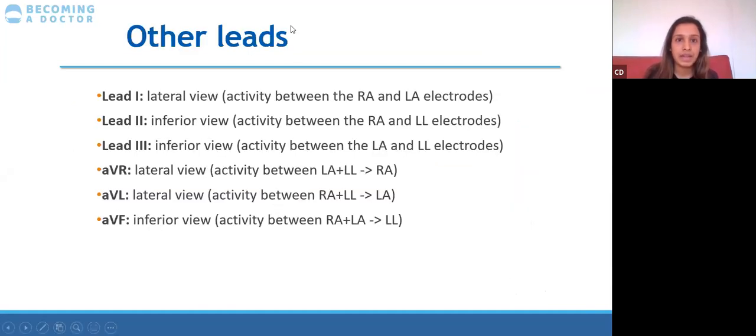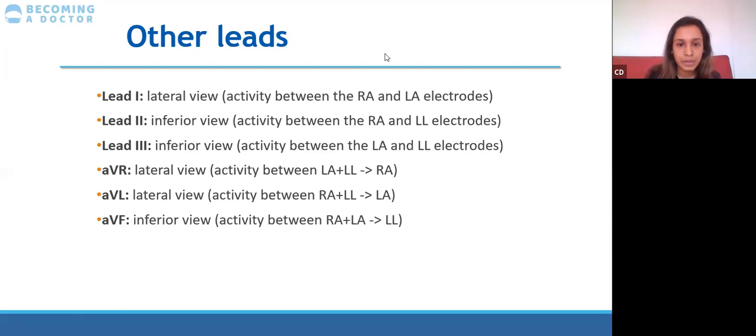Okay, and what do those actually represent? So lead 1 and AVR and AVL represent the lateral view. Lead 2, 3 and AVF represent the inferior view. And as I said, I'll go through the acronym in a minute. But this also shows what we were talking about before with having the exploring and reference electrodes.